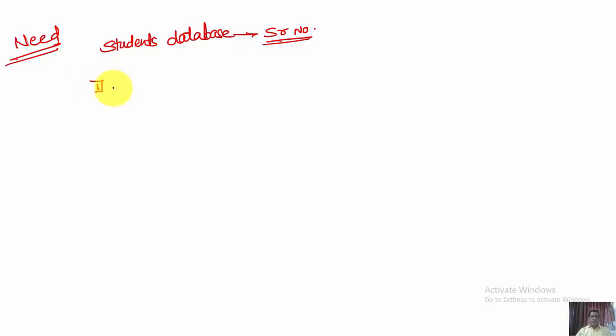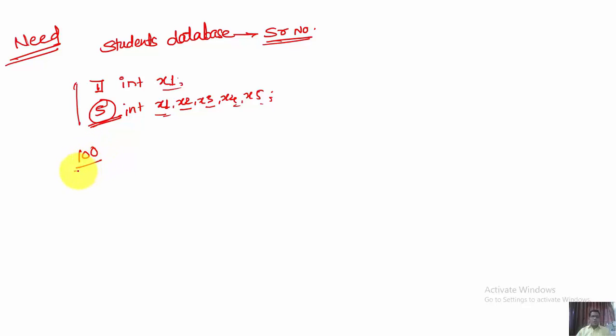When I'm dealing with only one student, simple, I declare int x1 as my variable, which is going to hold the serial number for one student. Suppose I'm dealing with 5 different students, then int x1, x2, x3, x4 and x5. In short, to handle 5 different students' serial numbers, I am supposed to declare 5 different variables. When the data is limited, no problem, I can declare these variables and directly assign a value to them. But consider a situation where I am dealing with a huge amount of data.